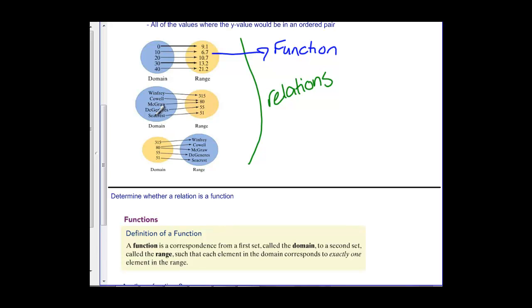All right, we got a split vote on it. Okay, so Cowell, because I'm sure this is the one you guys are looking at, right? The Cowell and McGraw going to the 80. So Cowell, the element in the x, does it go to exactly one element in the y? Yeah, Simon Cowell makes $80 million. All right, Tim McGraw. Does Tim McGraw go to exactly one element in the range? Yeah, we know Tim McGraw makes $80 million. So this one is also a function.